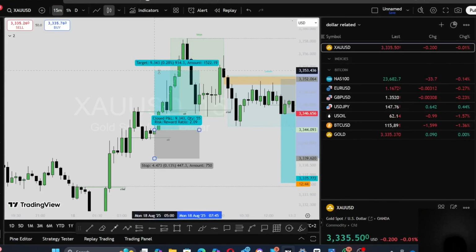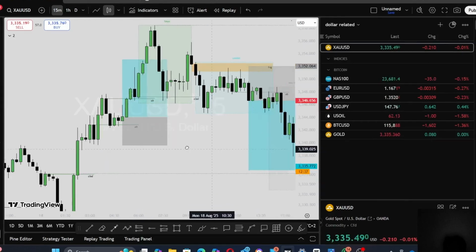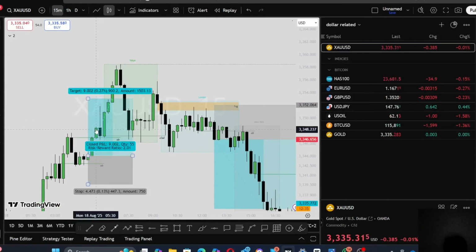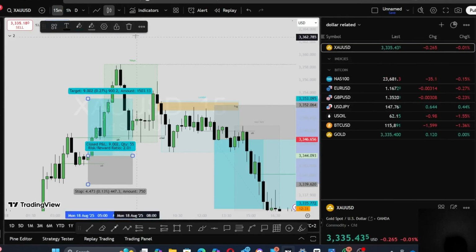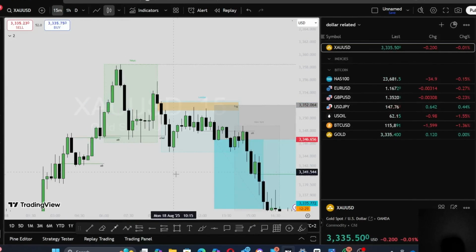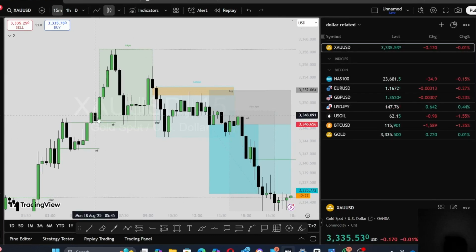And then I targeted 1:2, exactly 1:2, which is right about here. Price retraced again and then pushed to the upside, right? I caught these entries because of what happened here. It left this low right about here. This protected swing was right about here.